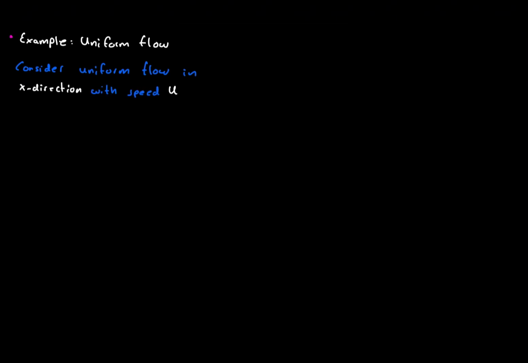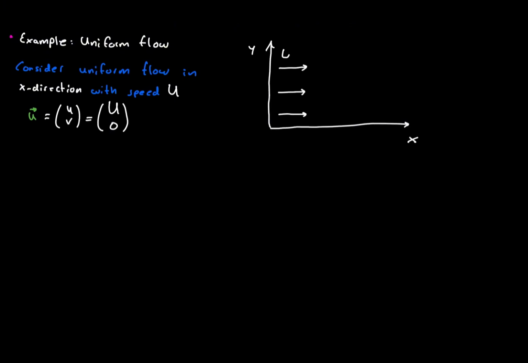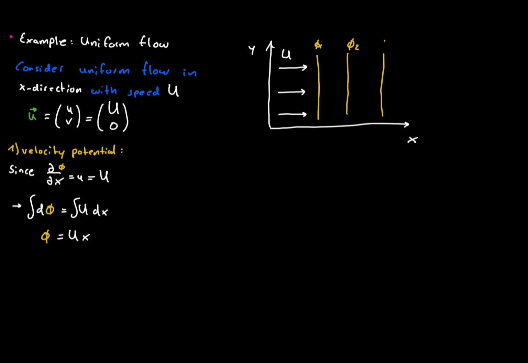Let us finish with a very simple example. Consider a uniform flow moving in the positive x direction with constant velocity u. In this case, the x velocity component is u and the y velocity component is 0. From the definition of the velocity potential, we obtain that phi equals u times x.